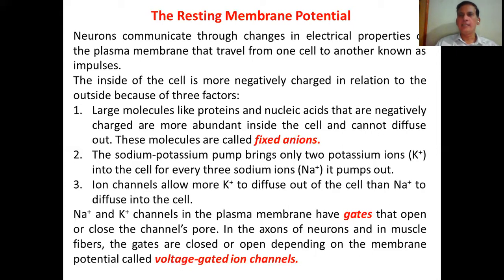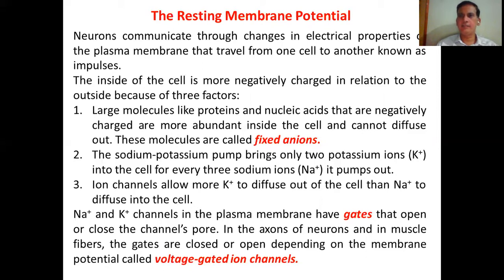Now usually the inside of the cell is more negatively charged as compared to the outside. There are three important reasons for that. Number one is that inside the cells there are large proteins and nucleic acids, and all of these carry a high negative charge. Because of the abundance of these proteins and nucleic acids, the cell has a high negative charge, and these are known as the fixed anions. So these molecules impart a large negative charge.